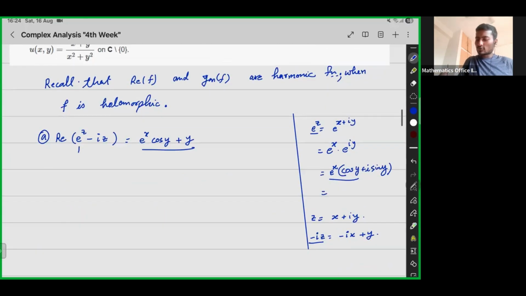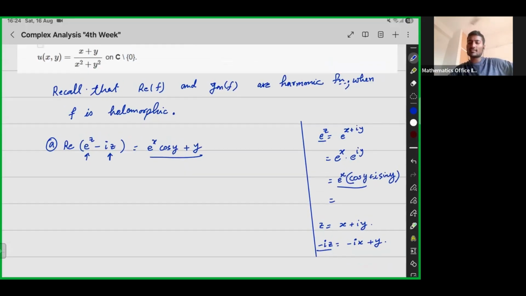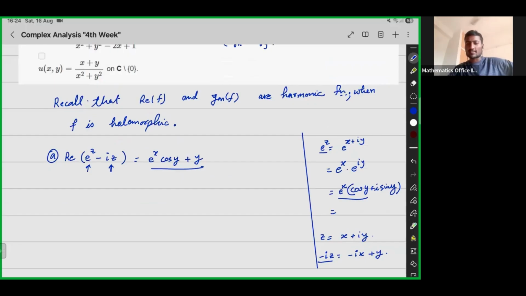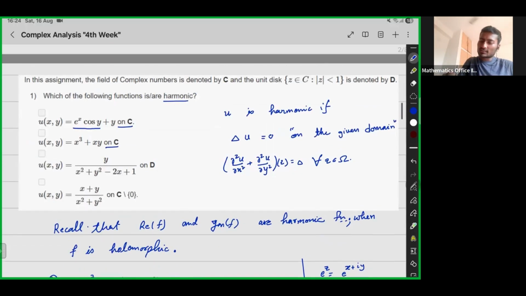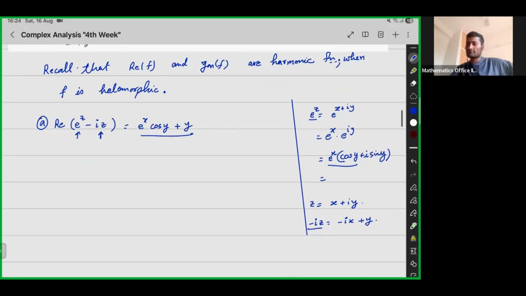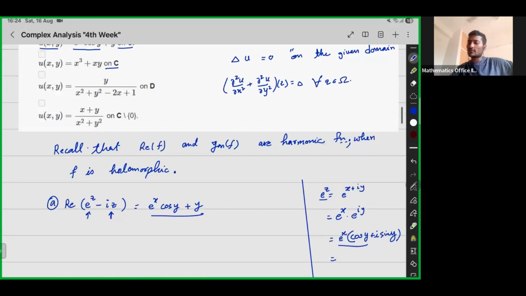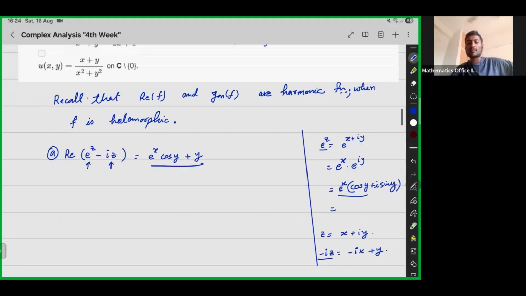But remember, this is a holomorphic function, and this is a polynomial, which is also holomorphic. In fact, this is an entire function, holomorphic on the whole plane. So its real part will be a harmonic function, and its imaginary part will also be a harmonic function. So this way we got that this u is nothing but the real part of the function e^z minus iz. So somehow we used the basic tricks. We were looking at this e^x cos y, and we got that it is the real part of some analytic function, some holomorphic function.